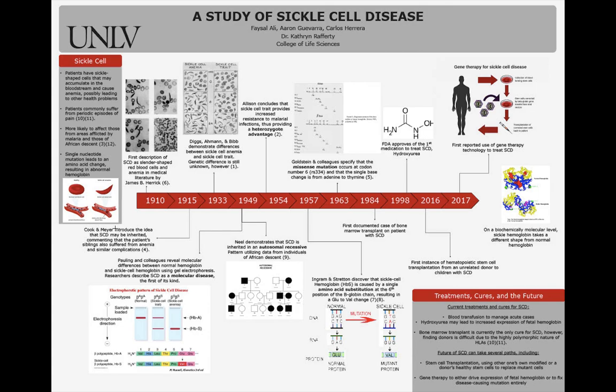In 1933, Dix, Amand, and Bibb demonstrated that there were differences between sickle cell anemia and the sickle cell trait. However, the genetic differences were still unknown.